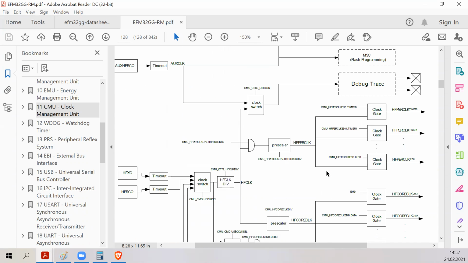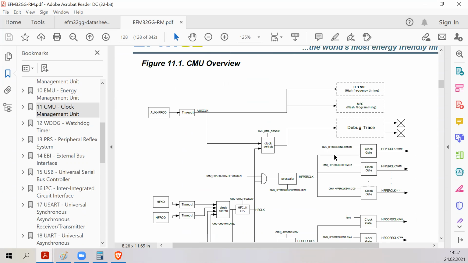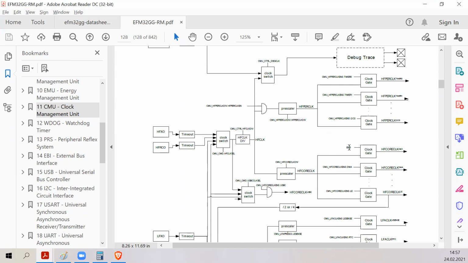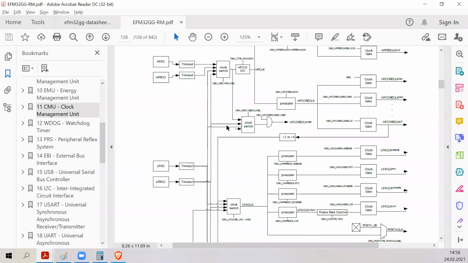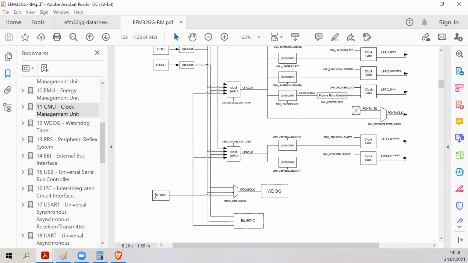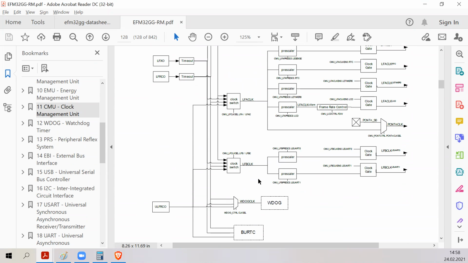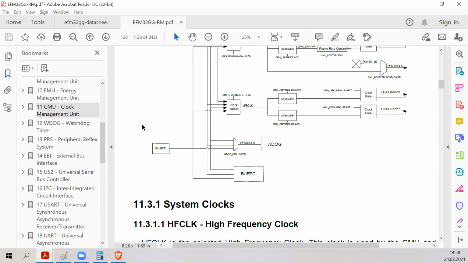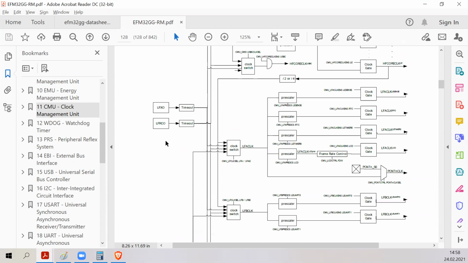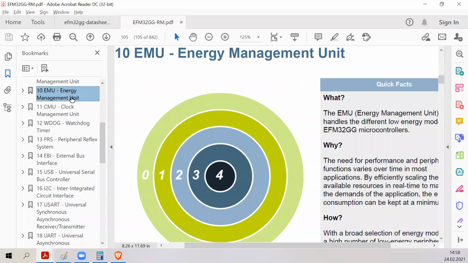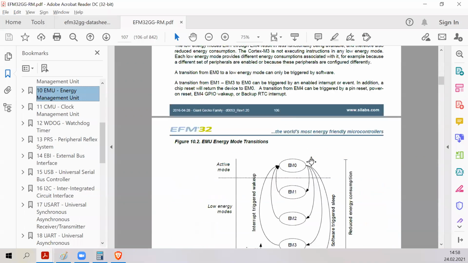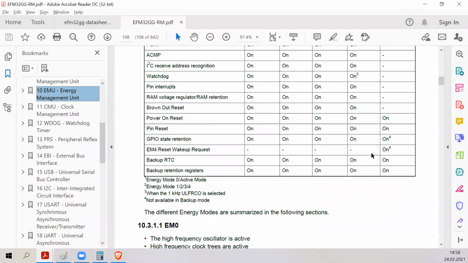So basically, energy mode 0 means that everything is running. Energy mode 1 means that everything is running except the core, the code execution is paused. Energy mode 2 means that high frequency clocks are switched off and low frequency clocks and ultra low frequency clocks are running. And energy mode 3 means that only the ultra low frequency clock is running and all higher speed clocks are switched off. And finally, energy mode 4 means that all clocks have been stopped.